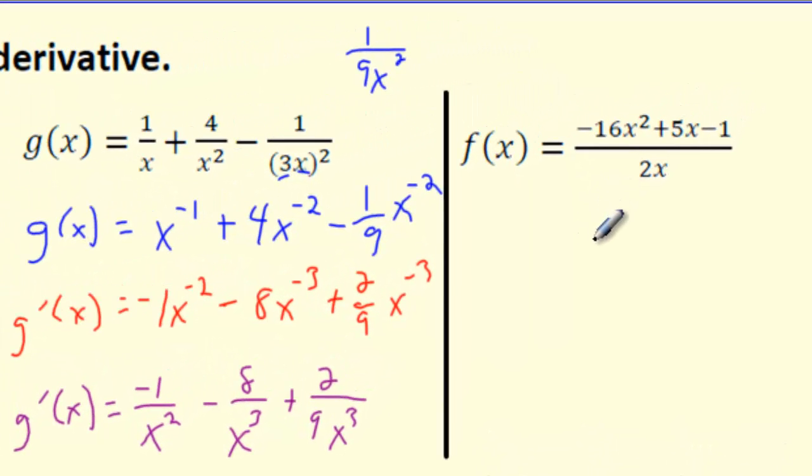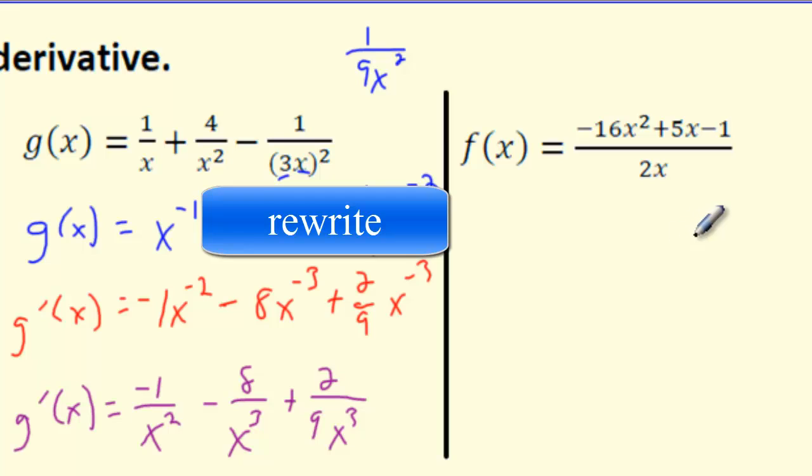Excellent. Here's another rewrite one. So this is a great one here. Sometimes I need to break up the fraction. So it'd be weird if I try to bring this 2x up. You can do it, but that's going to be later on. I can split this fraction up. So let's rewrite this as 3 separate fractions, because there's one term on the bottom. Take every term on top and divide it by that one term on the bottom. So negative 16x squared over 2x plus 5x over 2x minus 1 over 2x.